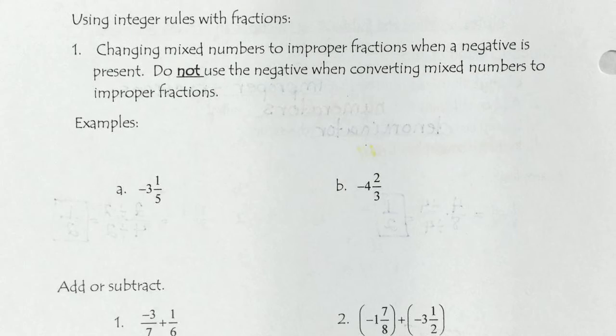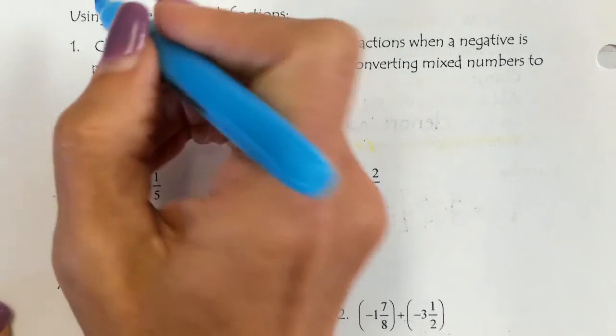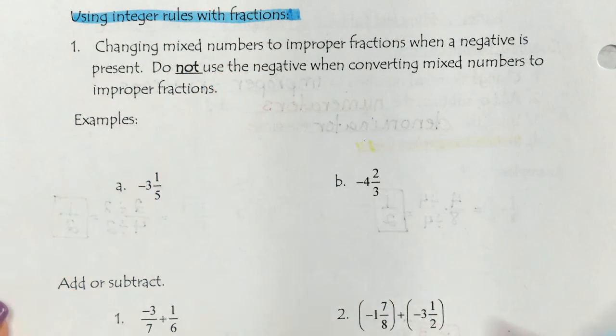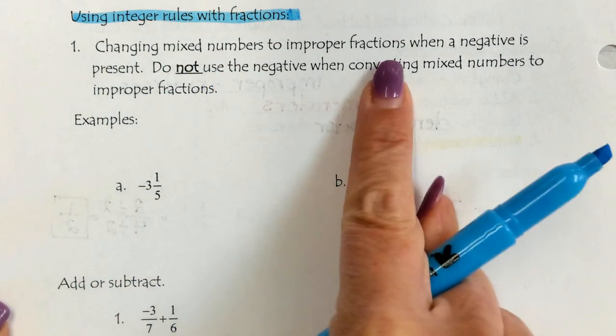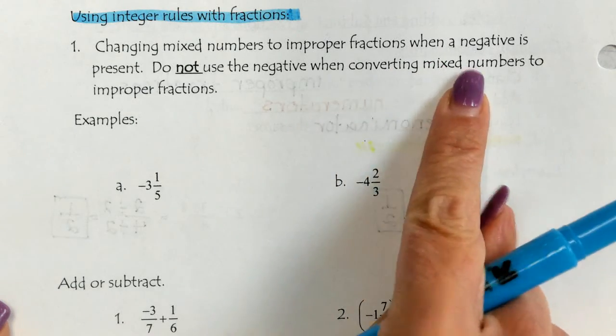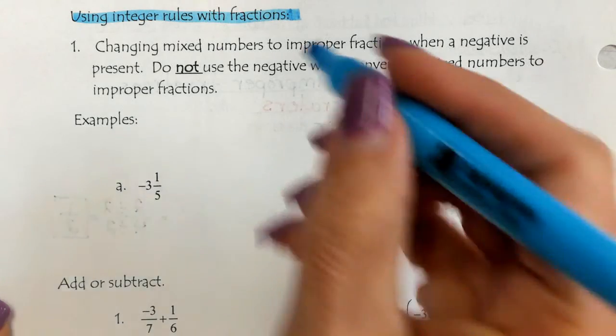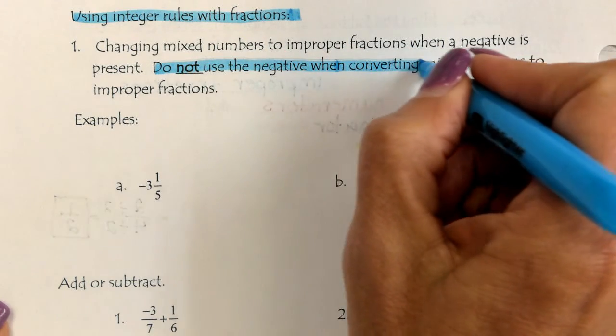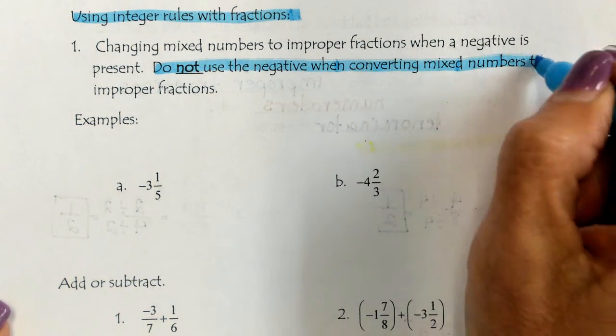All right, let's flip over to the back. And we have to make sure that we are able to do fractions that have integers involved. So we're going to be using some integer rules with these fractions. So we're still changing mixed numbers to improper fractions. And when a negative is present, we do not use the negative when we convert the mixed numbers to improper fractions. And I'll show you why.